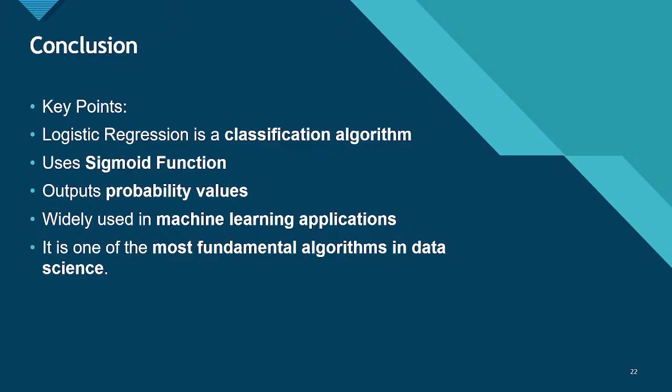The fourth point is that it is widely used in machine learning applications. Logistic regression is used across healthcare, finance, marketing, cybersecurity, and many more. Examples include disease prediction, credit risk analysis, spam detection, and customer churn prediction. It is one of the most fundamental algorithms; despite being simple, it is extremely powerful and serves as a foundation for learning more advanced machine learning models. Understanding logistic regression gives you the building blocks for classification and probability models.